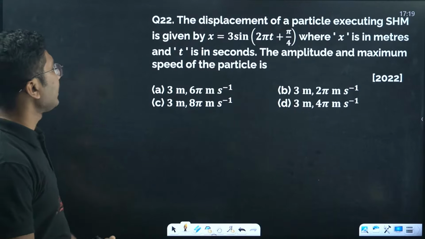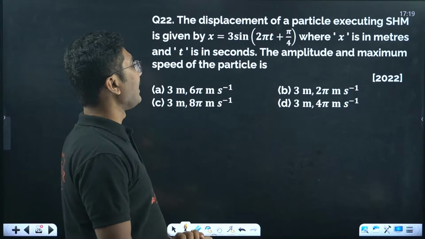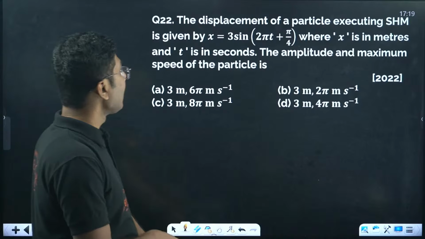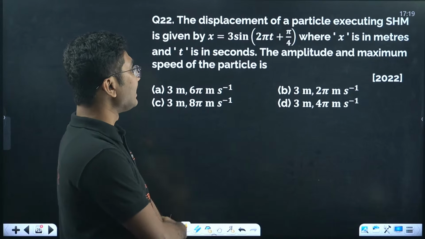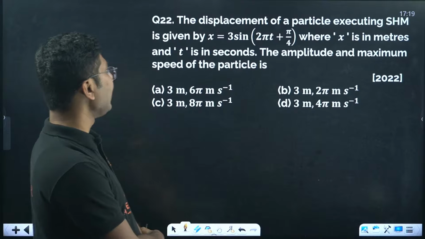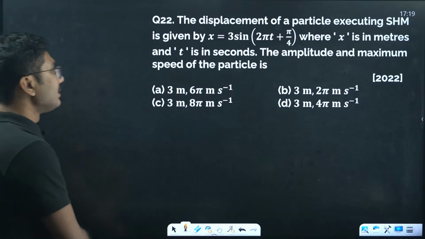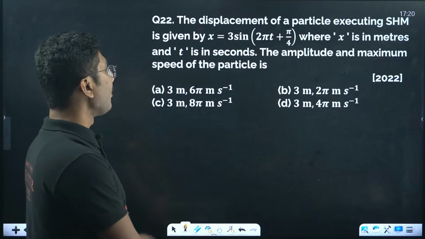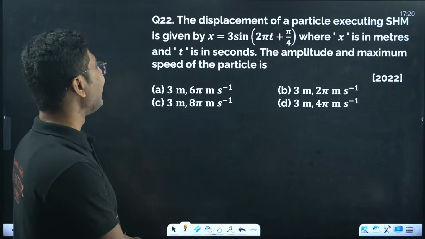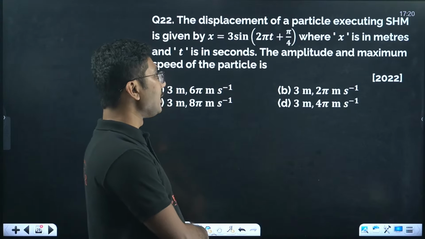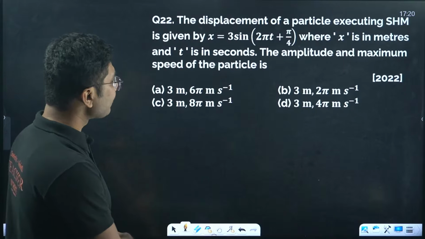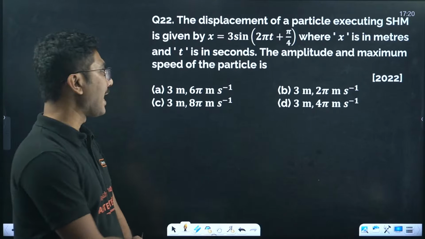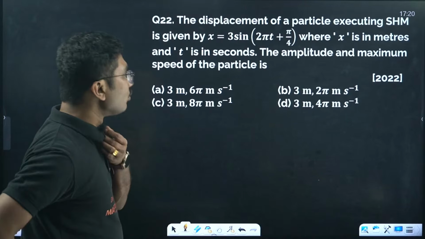Now next question. The displacement of a particle executing SHM is given by x equals 3 sine (2 pi t plus pi by 4), where x is in meters and t is in seconds. The amplitude and maximum speed of the particle is? So you have to calculate the amplitude and maximum speed. I will give you 2 minutes to solve this.